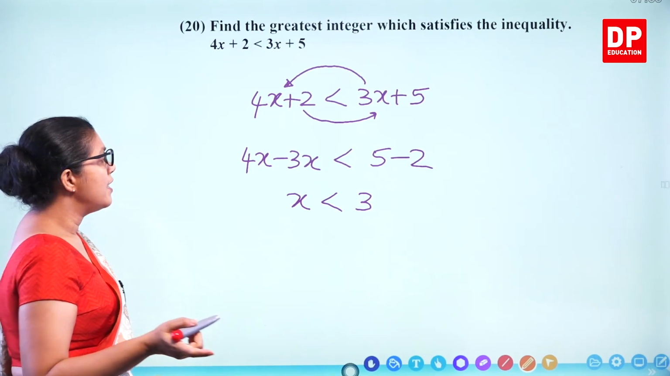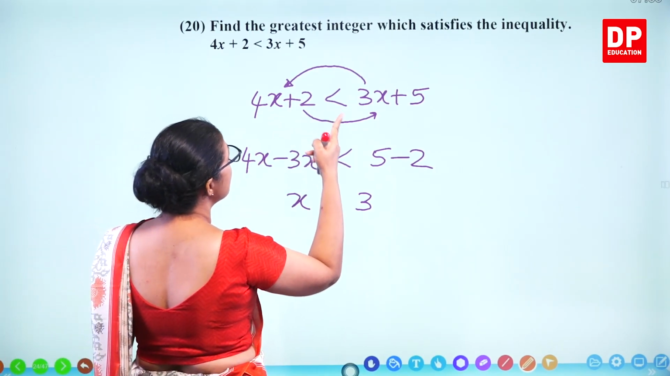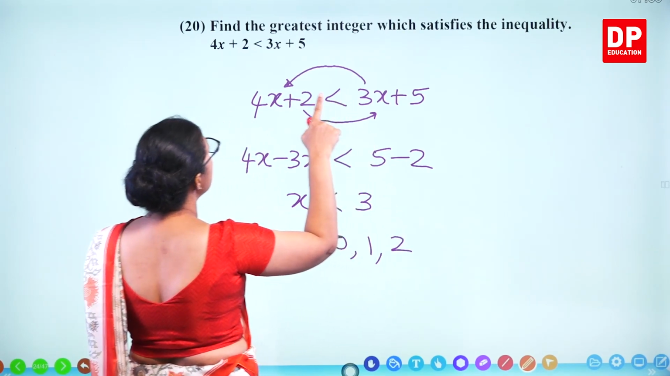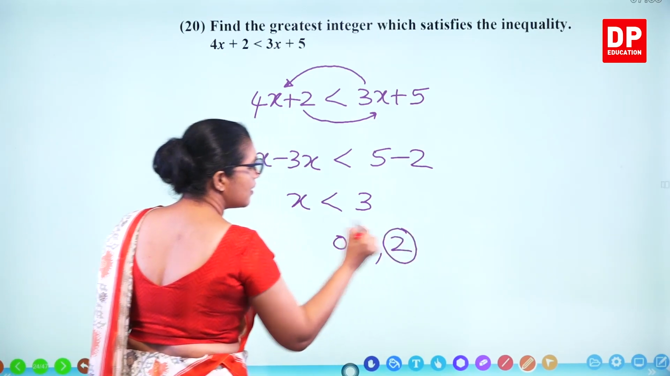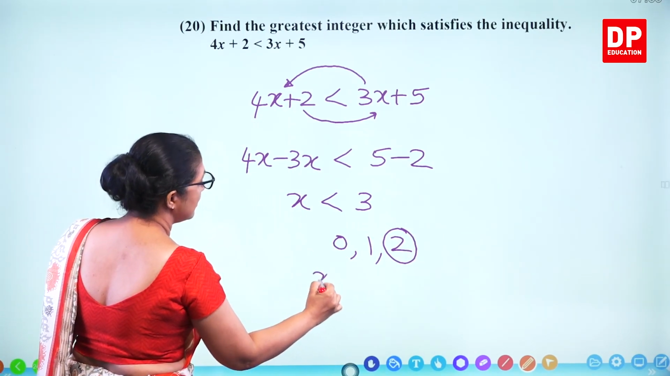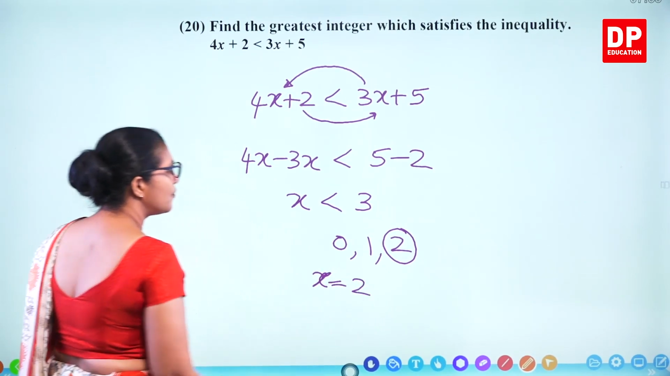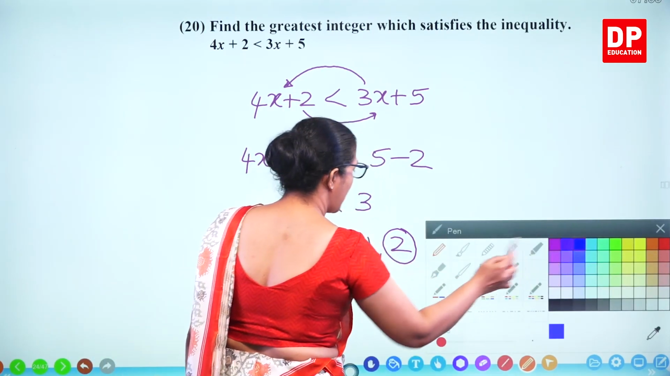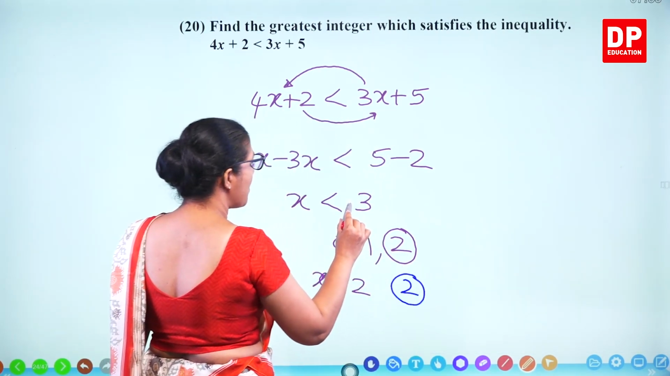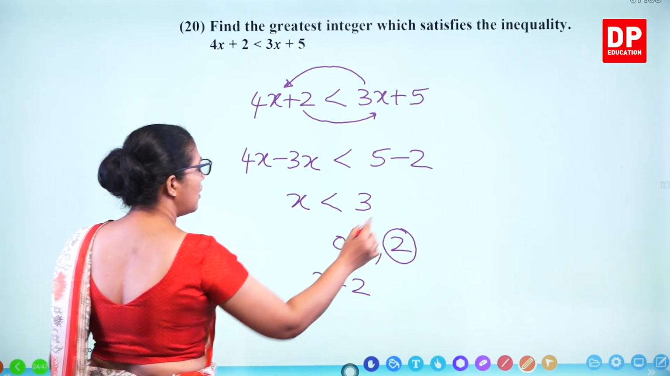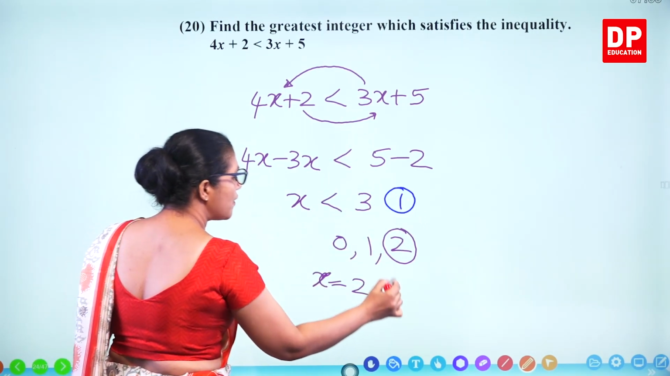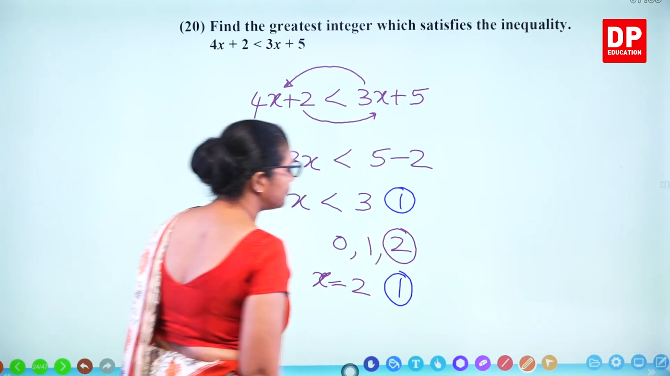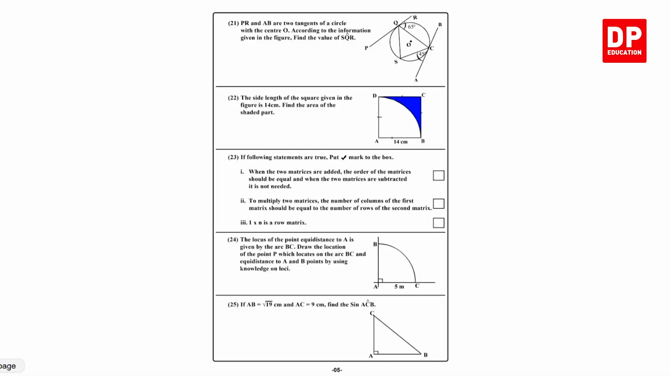3 is not included. So what are the possible integers? 2, 1, 0 like that. So they are asking what is the greatest one? Greatest one is x equals 2. That's the highest integer. So you get 2 marks for that. So 1 mark for solving the inequality and identifying 2, 1 mark. Now you can try 21 to 25.